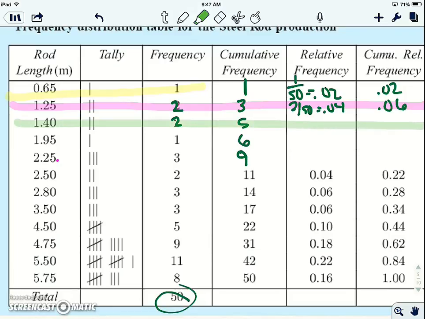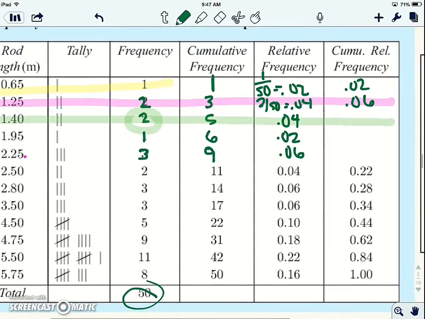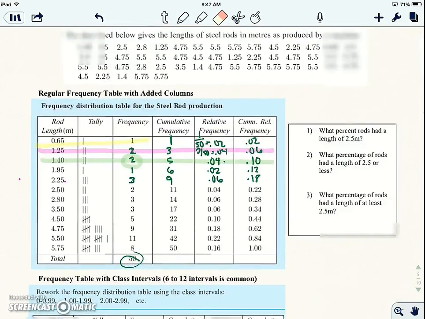We're talking about just relative, we're looking at this number. So again, it's 2 out of 50, or 0.04. This would be 1 out of 50, or 0.02. And then 3 out of 50, 0.06. And then the cumulative relative frequency is adding them up. So 0.06 plus 0.04 is 0.10, plus this, 0.12, plus this, 0.18.